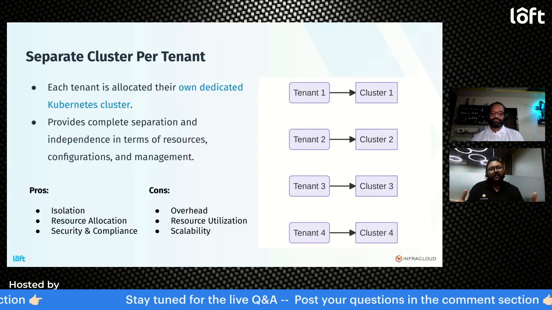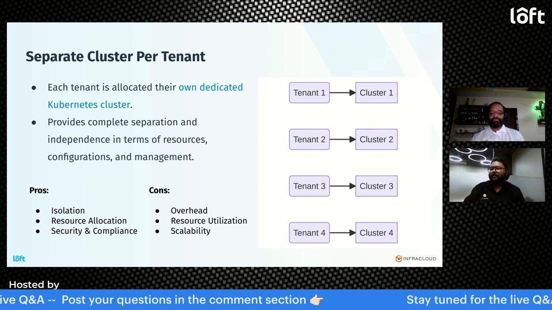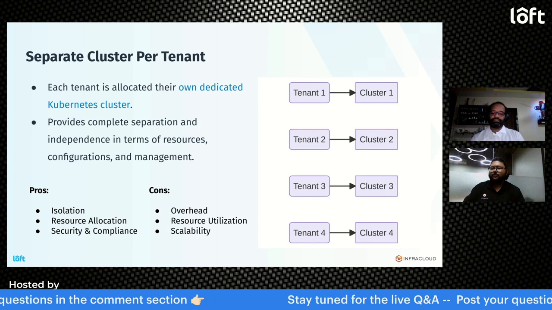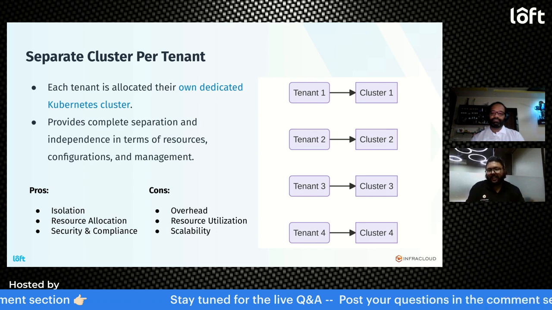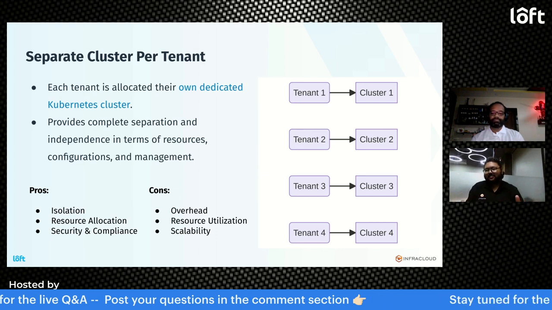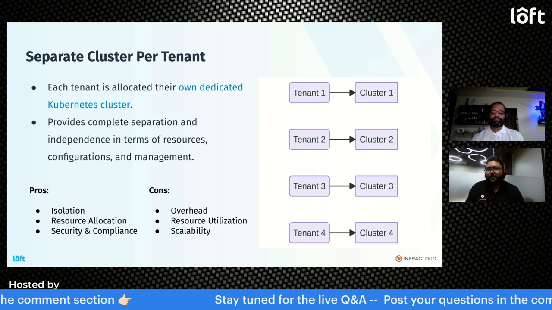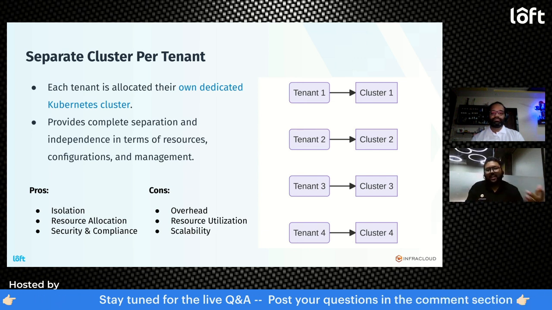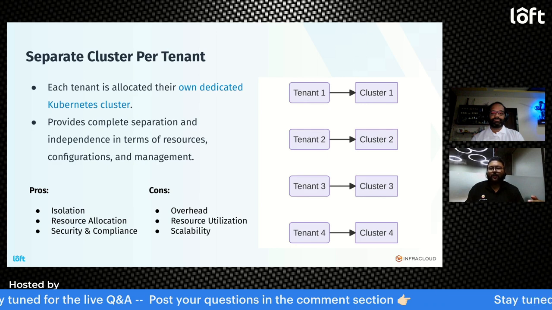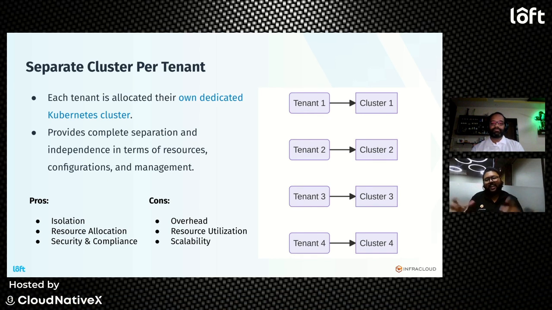So there are three different types of multi-tenancy models, if I can say, that we would be discussing today. The first one is separate cluster per tenant. So this is a hard multi-tenancy type. If you see the diagram on the right, you actually see that every tenant has its own cluster. So in this case, each tenant is allocated their dedicated cluster, and this provides complete separation. They can manage their own resources, configuration, and they're completely independent from the other one.